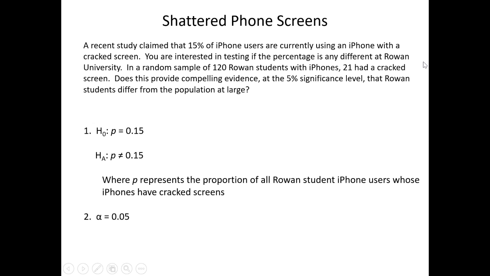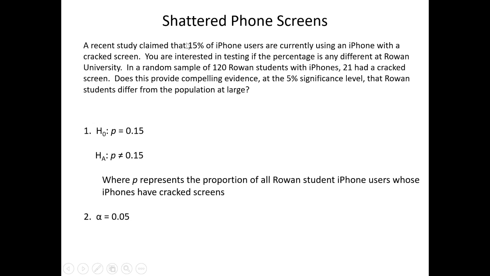Okay, so what's the variable here? Should we test a mean or should we test a proportion? If we go down to the individual level, what are we looking at? Well, we're looking at who's using an iPhone with a cracked screen versus one without a cracked screen. So that's categorical, and hence we'll test the proportion.